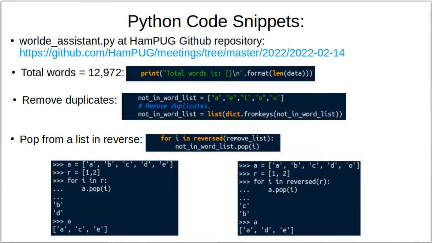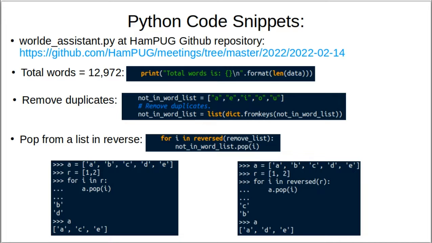Just to look at some of the little code snippets from my code, wordleassistant.py will be posted at this GitHub address. You can look through the code there if you like. I will have it up by tomorrow. For the total words, I just did a length on the data to get the total words in the data list.